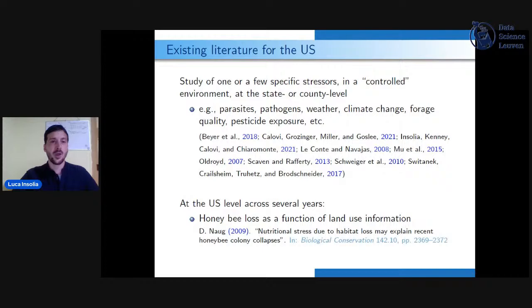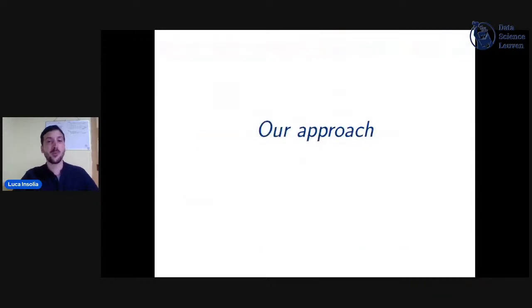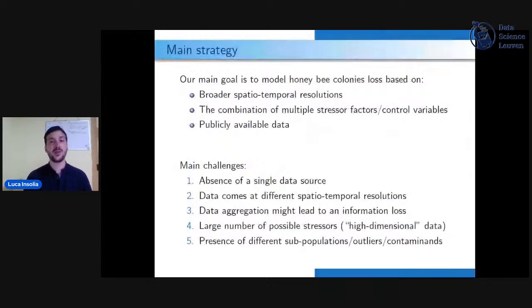So this was a very fast description of the problem, and I will now focus on our approach. Our goal is to study, in an explorative and data-driven fashion, the phenomenon of honeybee colony loss, taking into account a fairly large spatiotemporal horizon. For instance, we will use data covering most of the US for several years. We also want to take into account as many possible stressors as possible, and also control variables that are useful to assess the validity of our results. And we will rely on publicly available data.